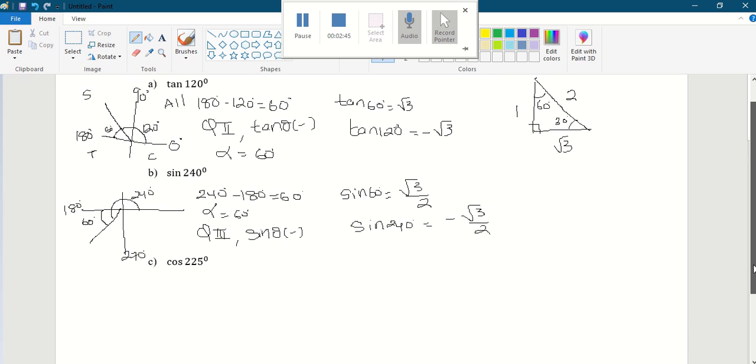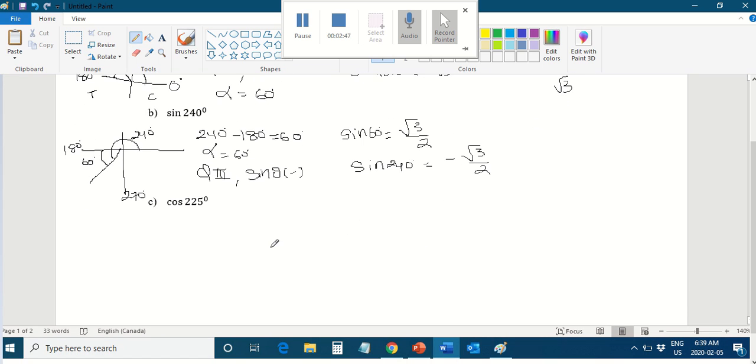Okay, let's look at one more. Cos 225 degrees. So if you were to look here, this is 180, this is 270, so it will be somewhere here. From here to here is 225. We want to find out this one. So we can say 225 minus 180, which will be 45 degrees.